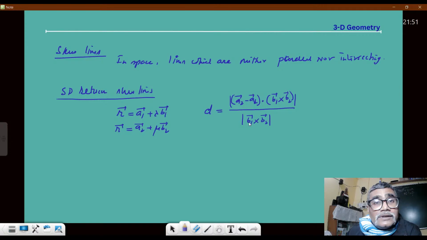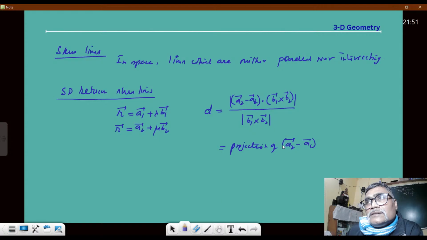I can convert this into the Cartesian expression also, that I am going to tell you. But before that, here is a memory aid to remember it. One simple sentence: projection of the vector a2 minus a1 on the cross product of the vectors b1 and b2. If you remember the projection formula for vectors, you can easily remember this without any hassle and you will never commit any mistake.